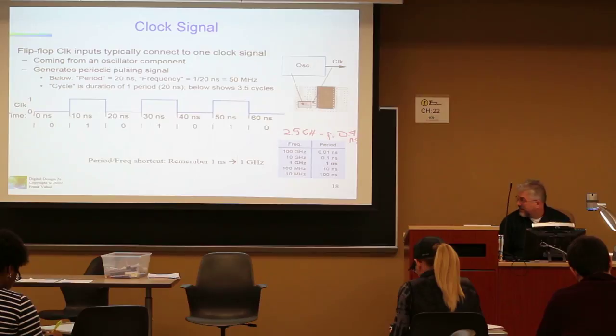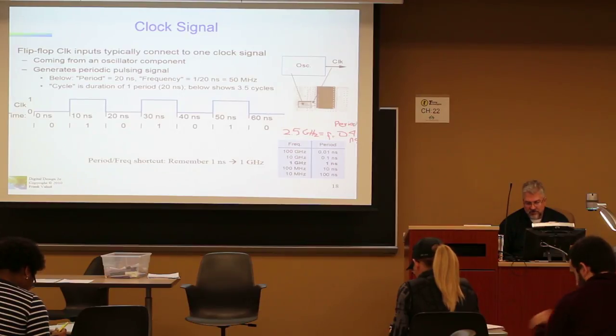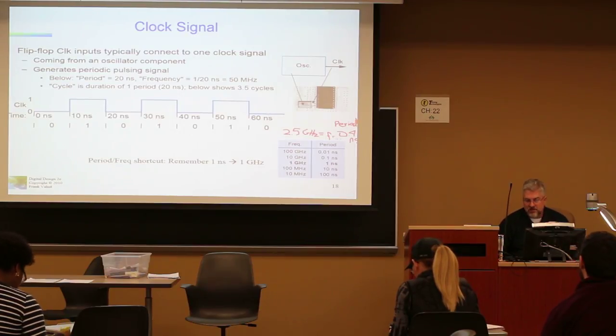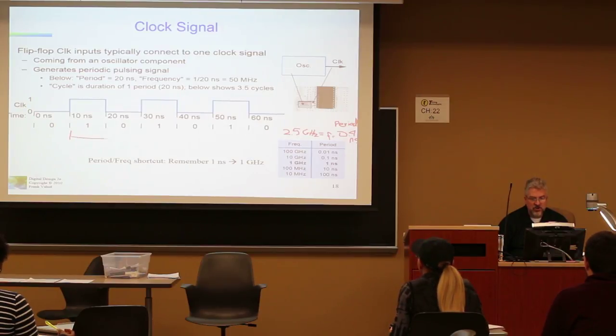Pardon me? The frequency is 2.5 gigahertz. Oh, I'm sorry, the frequency is 2.5 gigahertz. And so the period, you're right, the period is going to be 1 over the frequency, and that's going to be 0.4 nanoseconds. So the period is that amount of time from one rising edge to the next rising edge.